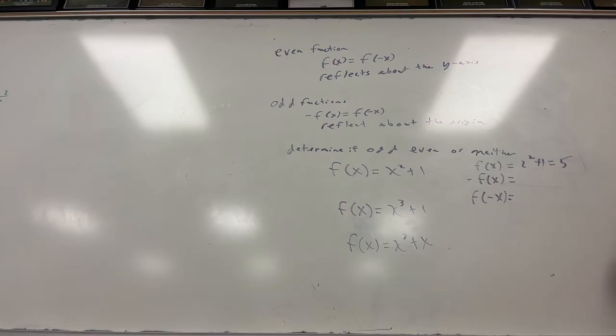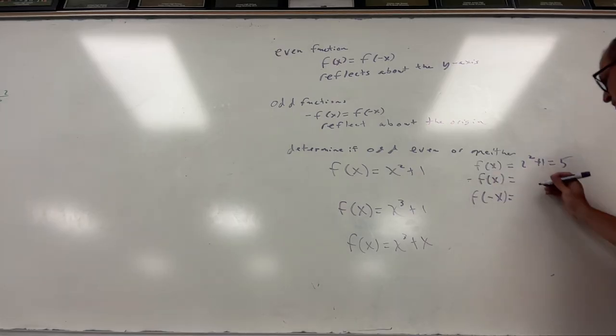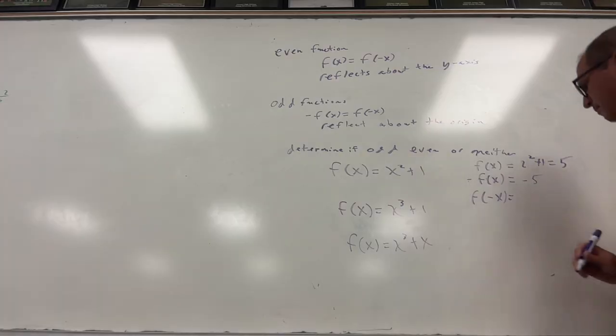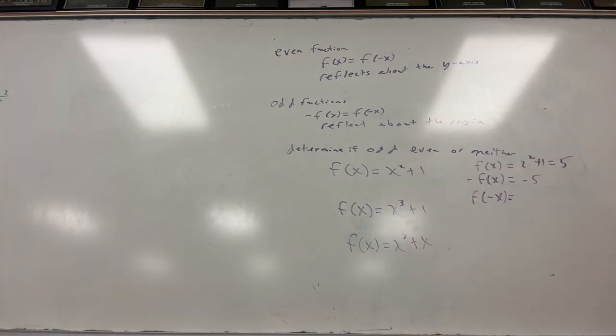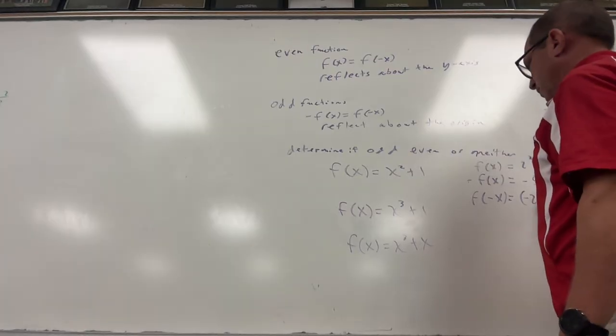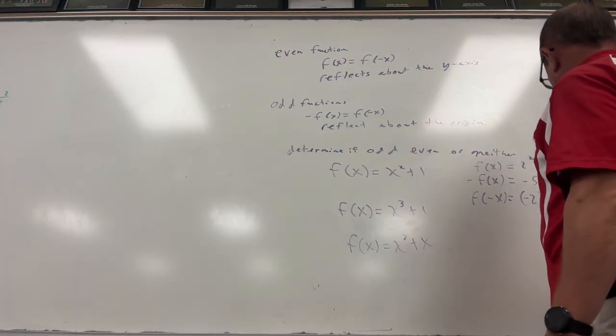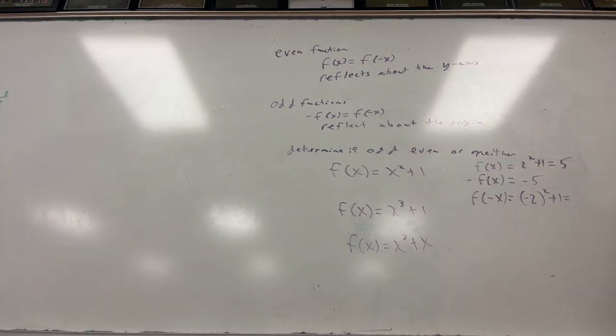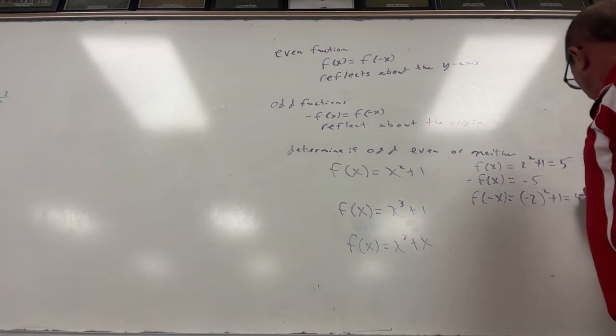Are y'all with me? Okay. The negative of f of x is just negative 5. Now, what is f of negative x? Well, it's going to be the negative of 2 squared plus 1, which would be... what's negative 2 squared? 4. And 4 plus 1 is?